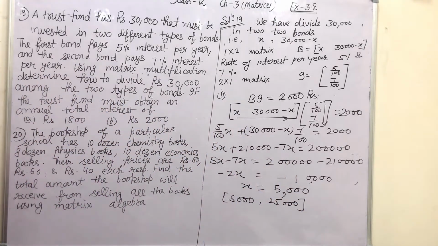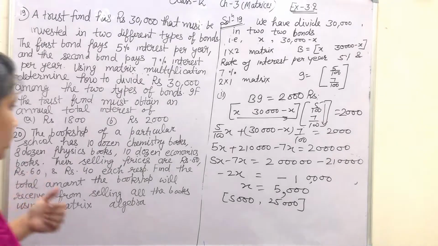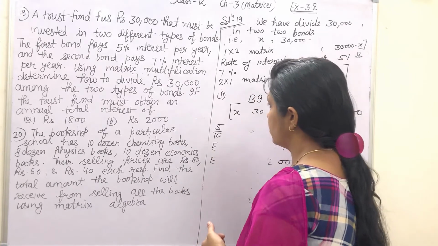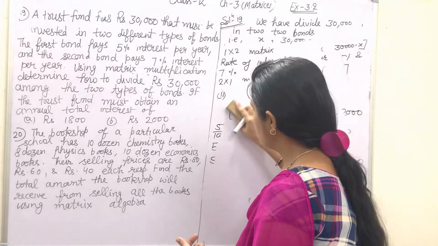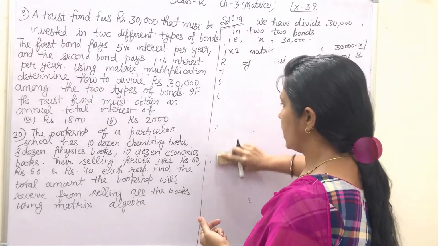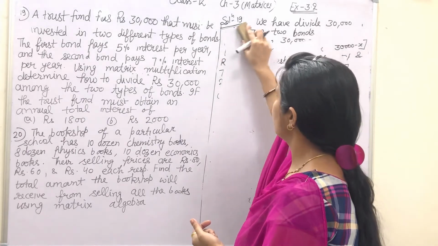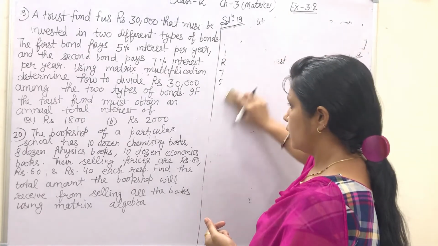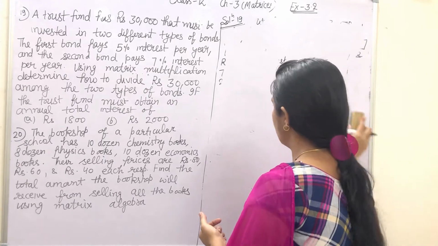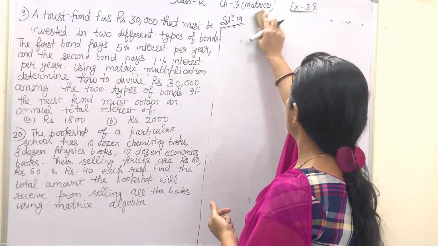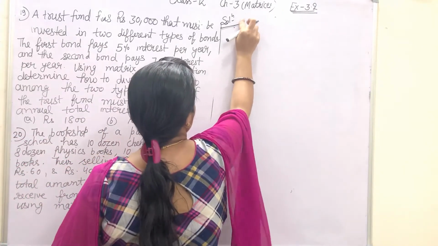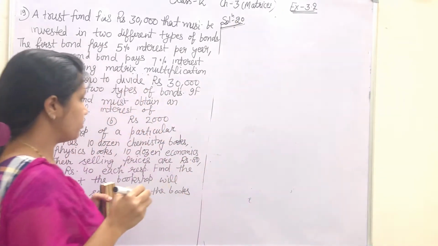Now next is the solution of question number 20. A bookshop of a particular school has 10 dozen chemistry books, 8 dozen physics books and 10 dozen economics books. Their selling prices are rupees 80, 60 and 40 for each. Find the total amount the bookshop will receive from selling all the books using matrix algebra. How can we find its selling amount? So let's start our solution of question number 20.